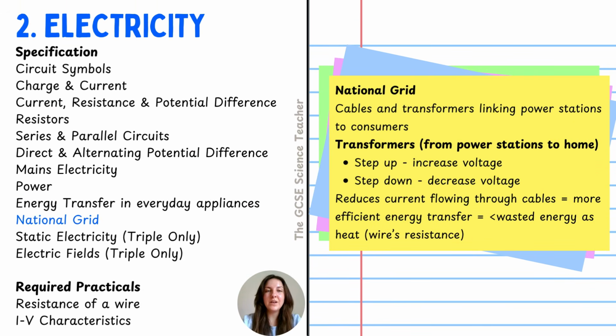The national grid is made up of cables and transformers linking power stations to consumers. Transformers are found from power stations to the home. Step-up transformers increase the voltage as the electricity goes from the power station. Step-down transformers decrease the voltage as it enters the home. This reduces the current flowing through cables, which is a more efficient way of transferring electricity and reduces the wasted energy that would otherwise heat up the wire because of the wire's resistance.